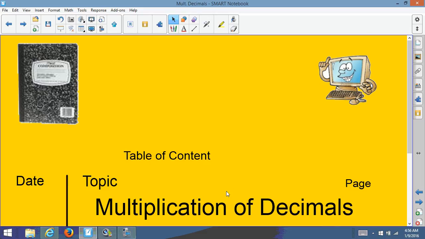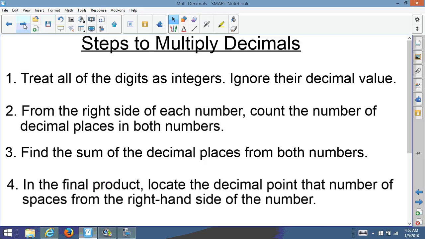This time we're talking about multiplication of decimals. Here are the steps to multiplying decimals. Step 1. Treat all of the digits as integers. Ignore their decimal value. Step 2. From the right side of each number, count the number of decimal places in both numbers. Step 3. Find the sum of the decimal places from both numbers. And final step, step 4, in the final product, locate the decimal point that number of spaces from the right-hand side of the number. Okay, I'll try to explain it a little bit better than that.